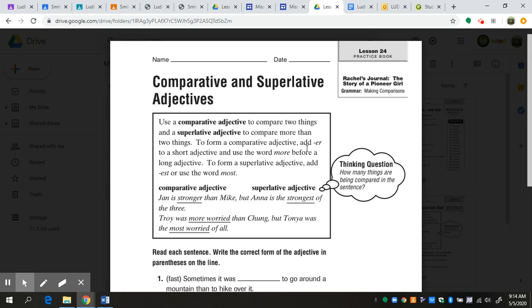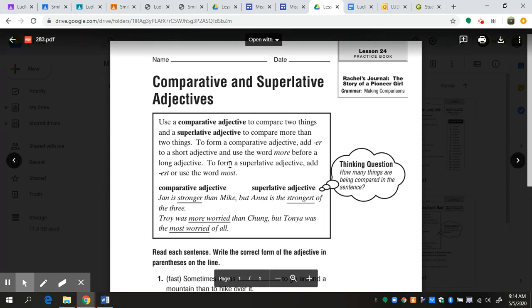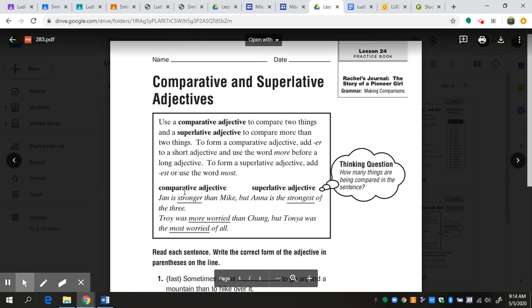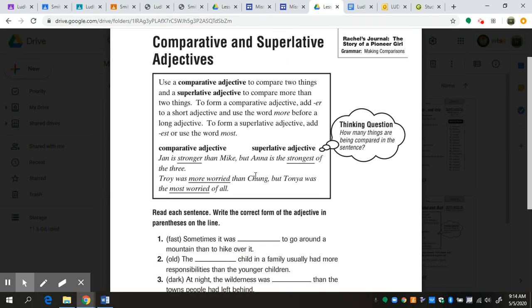To form a comparative adjective, add er to a short adjective and use the word more before a long adjective. To form a superlative adjective, add est or use the word most. So let's look at it in practice.